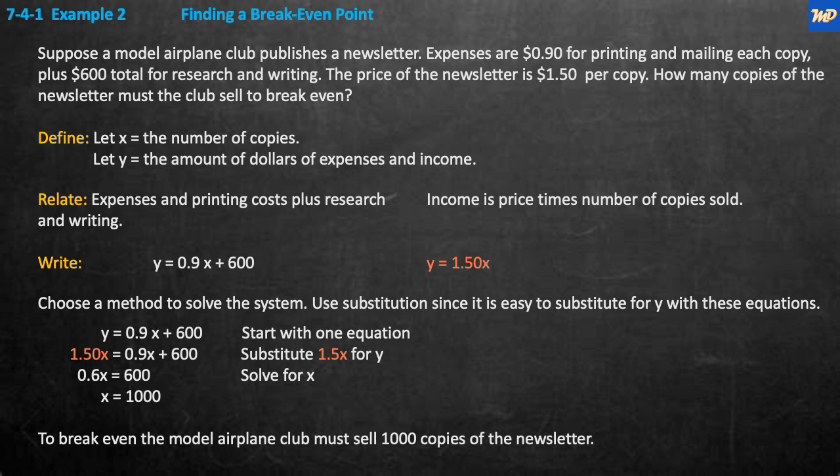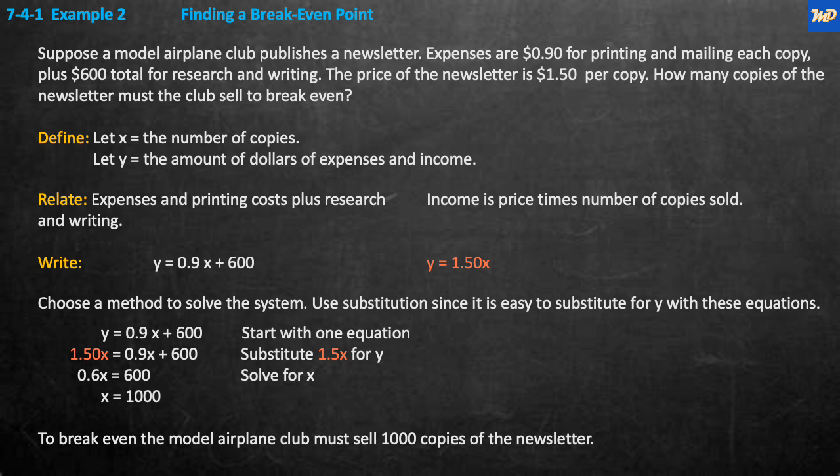Where the amount of money coming in is equal to the money spent to create that money that's going to come in. So let's define some variables. Let's start with defining X as the number of copies of the newsletter that we're going to sell, and Y is the amount of dollars of expenses and income. So we're going to relate Y to the expenses and relate Y to the income, because the two of them combined create the final amount of money you're going to have. Your expenses and your income will be the final determining factor of how much money you have, dollars. So let's relate expenses, printing costs plus research and writing.